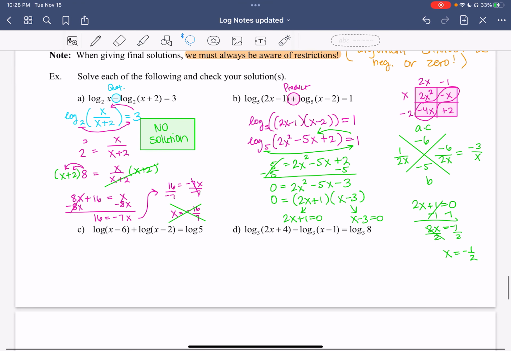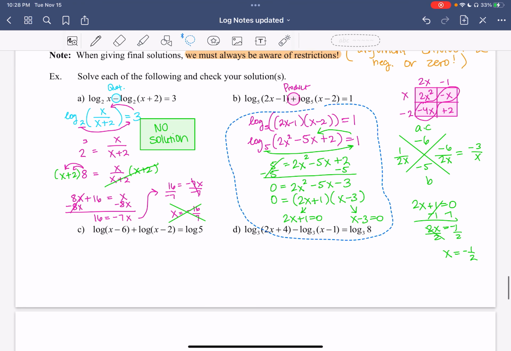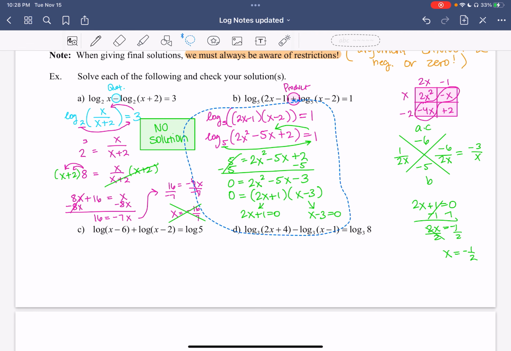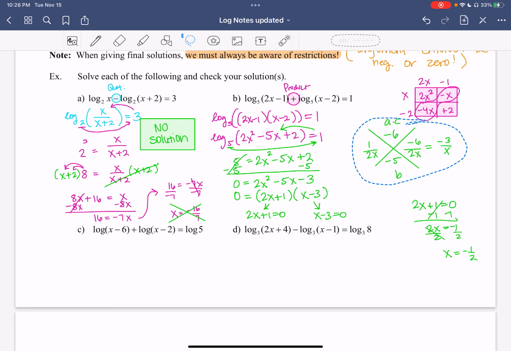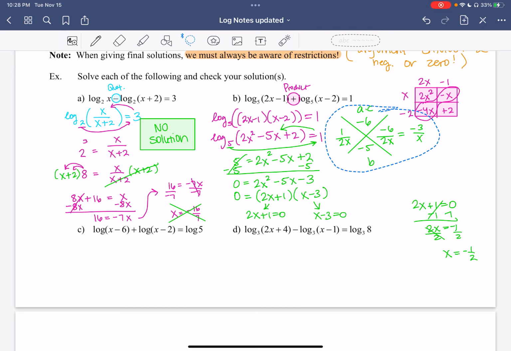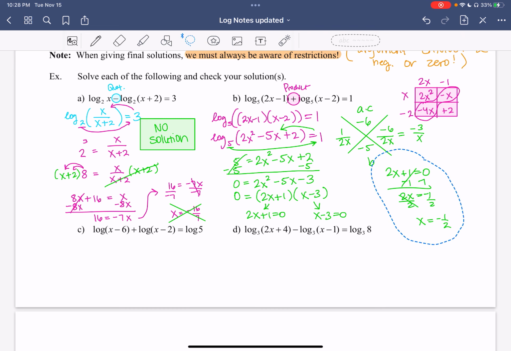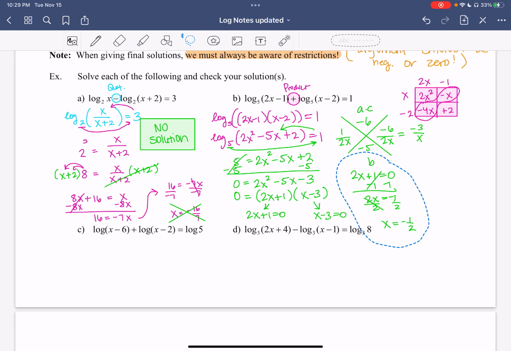Hold on, I'm running out of space. I start moving some things over. I'm going to move this here. I'll move this one up here. I'll put this one over here. Okay, now for the other one, we had x minus 3 equals 0. You add 3 and x equals 3.